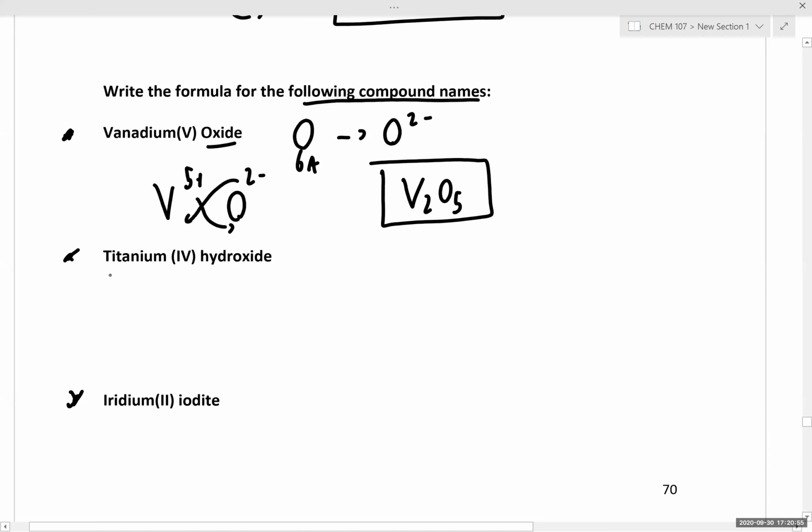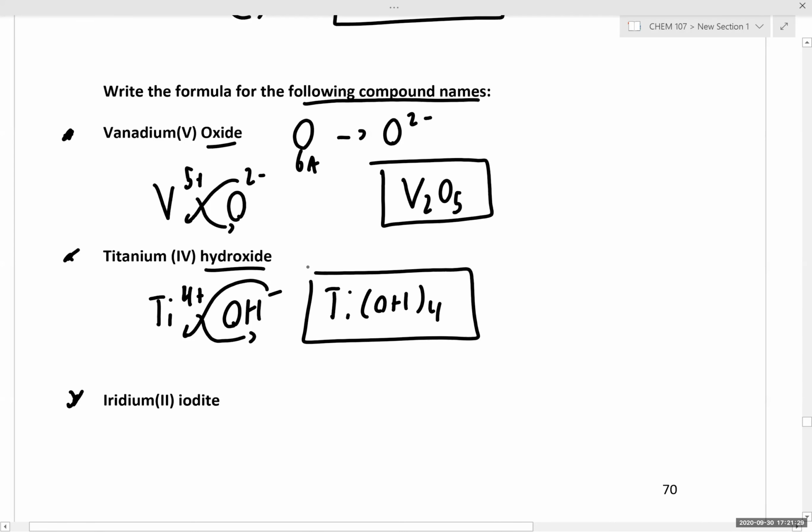Let's look at this next example. We have titanium 4 hydroxide. So we have titanium with a 4 plus charge. Hydroxide, what's the formula of hydroxide? Just to make sure we're all on the same page. OH minus, exactly right. So now that we have each of our formulas and charges, we cross our charges, and that in turn gives us the formula for titanium hydroxide. Does this example make sense to everyone?